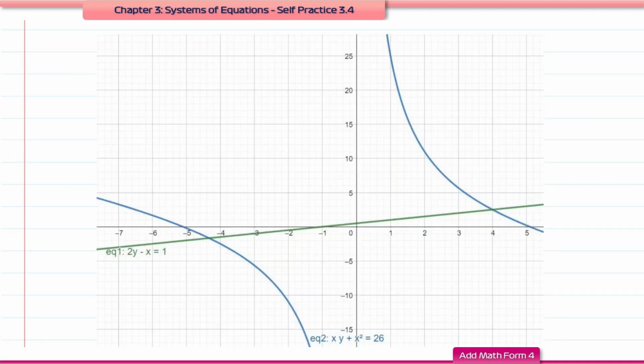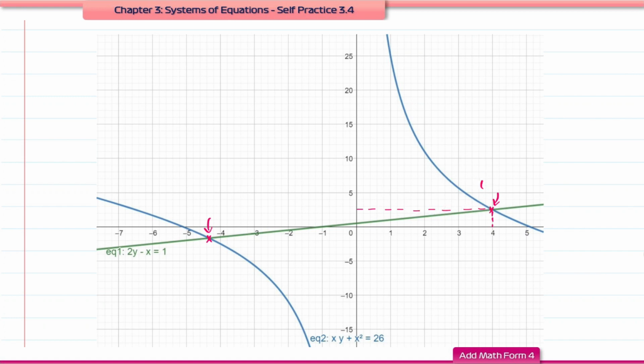Alright, so this is the graph that I plot using the GeoGebra software. The solutions for these simultaneous equations are found at the intersection points between these two graphs. We have two intersection points, one of which is here and the other will be here. Just find the coordinates for these two points.